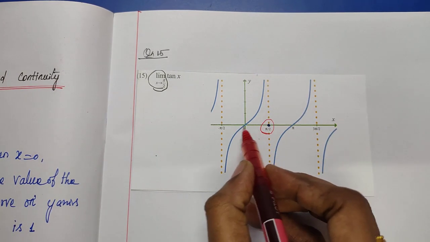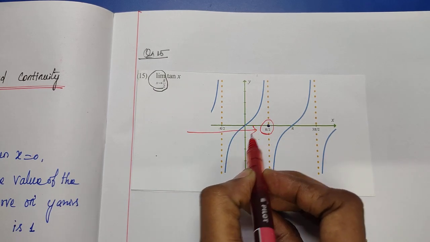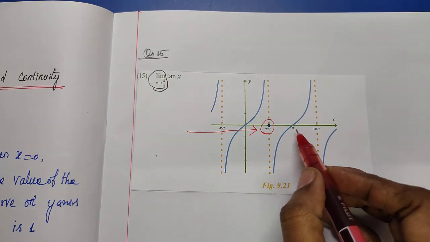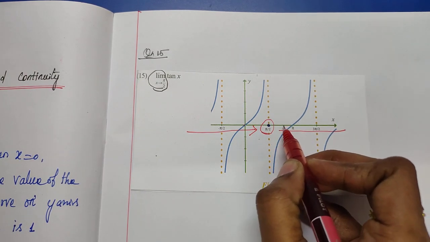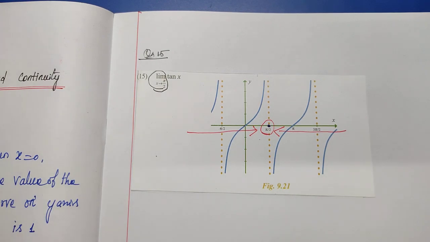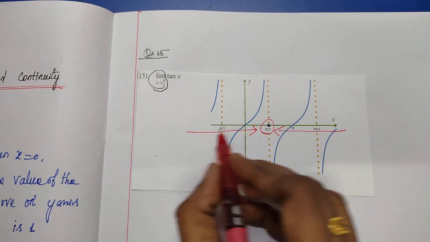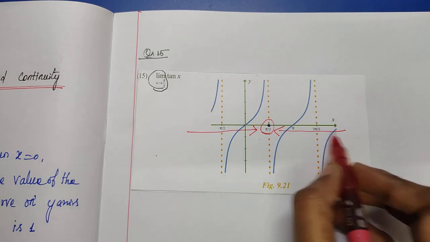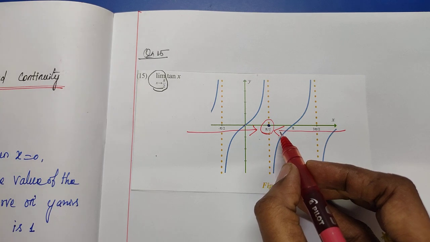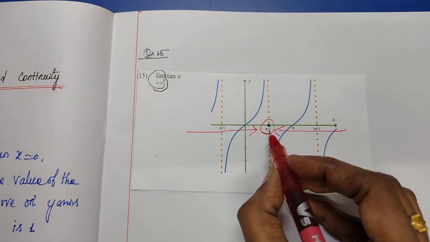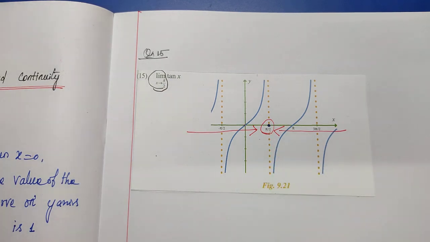All the points 0, minus pi by 2, are leftwards of plus pi by 2. And pi, 3 pi by 2, are all rightwards of plus pi by 2. This arrow mark represents leftward approaches and this arrow mark represents rightward approaches. So now through the point pi by 2, we can draw a vertical line.